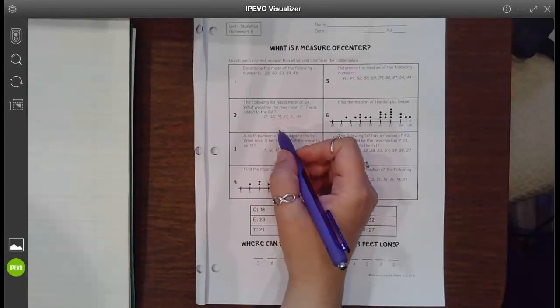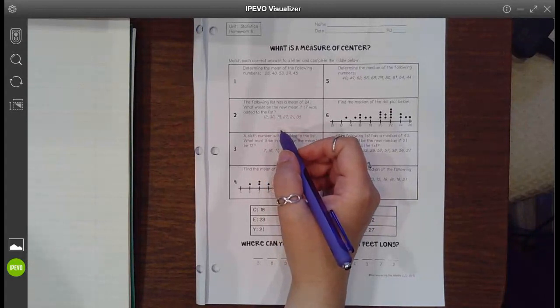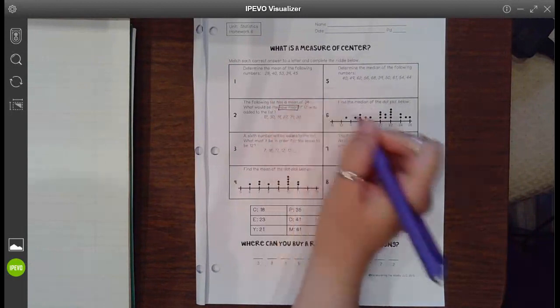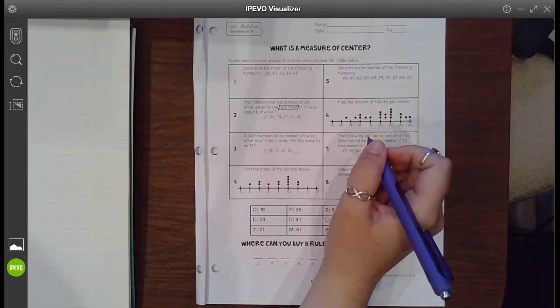So number 2 is a little bit tricky. It says the following list has a mean of 24. What would be the new mean if 17 was added to the list?